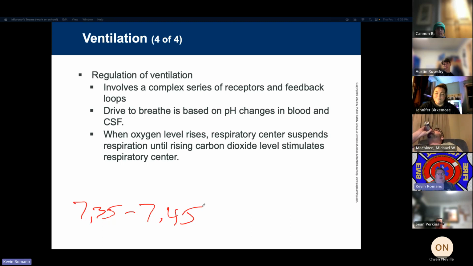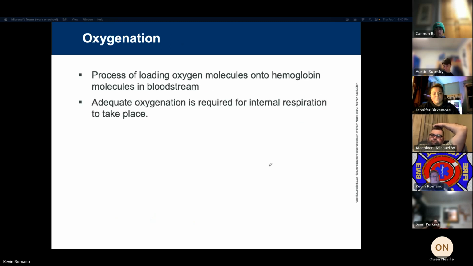In healthy people, when oxygen levels rise, the respiratory center suspends respiration until a rising carbon dioxide level stimulates the respiratory center to go, right? So the drive to breathe is based on pH changes in the blood and cerebrospinal fluid, right? So it's really, we base it on carbon dioxide. And it just so happens we can measure those levels with end-tidal.